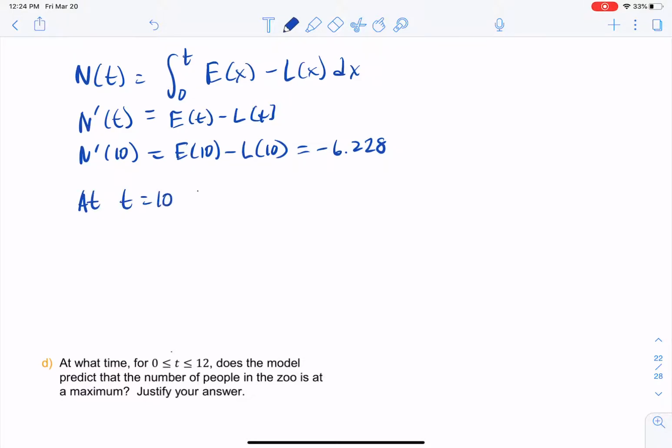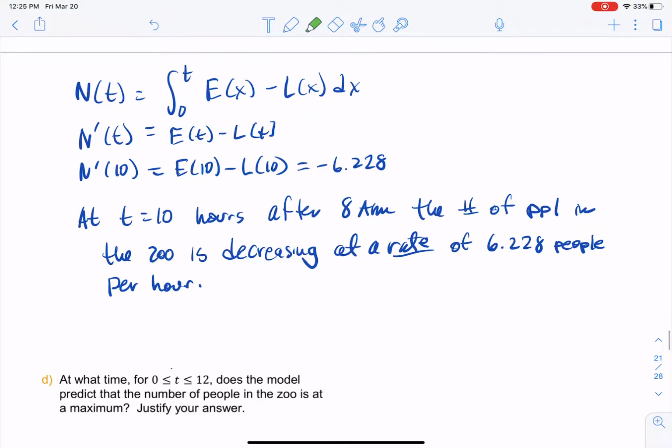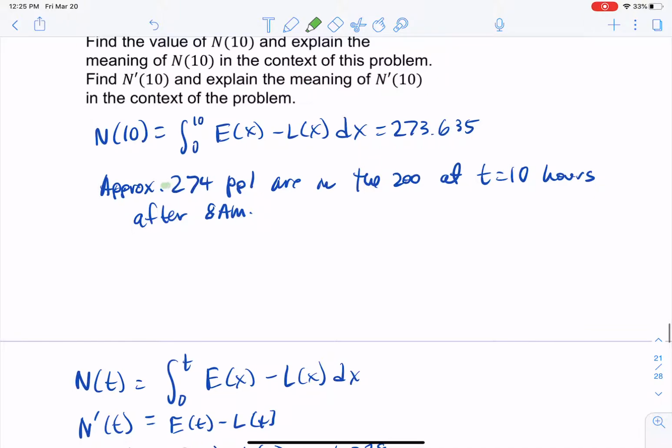At t equals 10 hours after 8 a.m., the number of people, because that's what N of t is measuring, the number of people in the zoo, is decreasing at a rate, this is a key word here, rate, because we took some sort of derivative here. I'm not going to put the negative sign in there because we said that we're decreasing, 6.228 people per hour. Yay. All right, highlight some stuff here. Decreasing, I don't know. That one, that should be good.